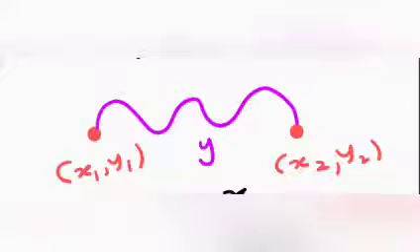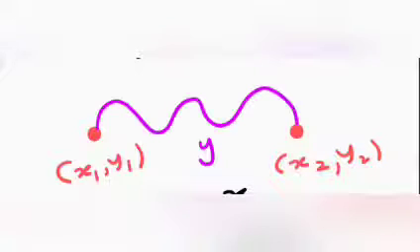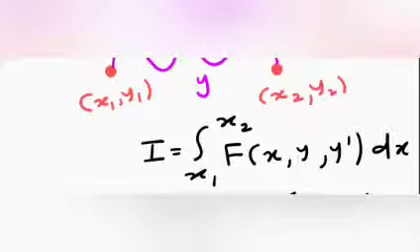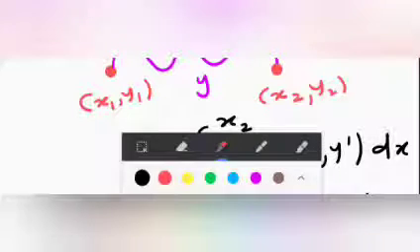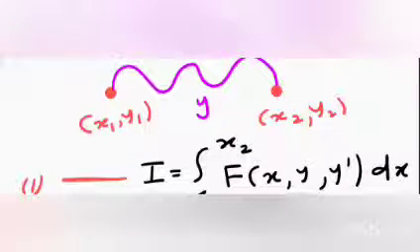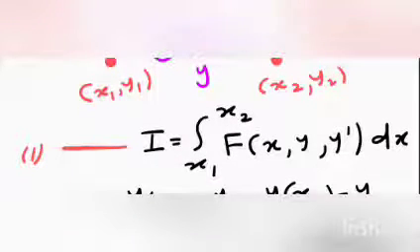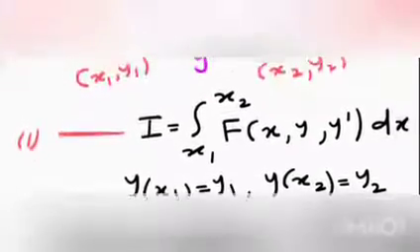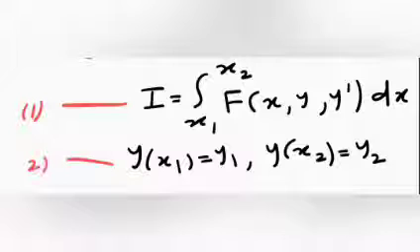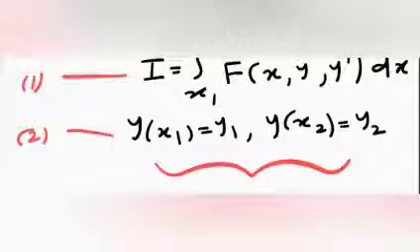So as you can see here, 2 points x1, y1 and x2, y2 are given. What we have to do is find a curve y between x1, y1 and x2, y2 that will either maximize or minimize, that is, we can generally say extremize, this integral I equal to integral x1 to x2 of f(x, y, y') dx. To write that the curve is between x1, y1 and x2, y2, we can mathematically write it as y(x1) = y1 and y(x2) = y2. This condition is usually known as the boundary condition.